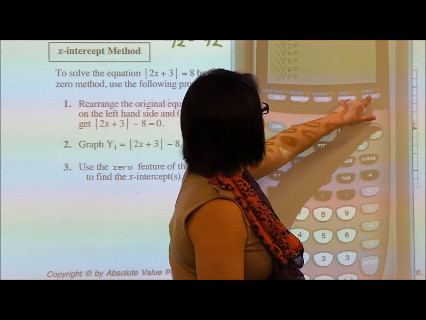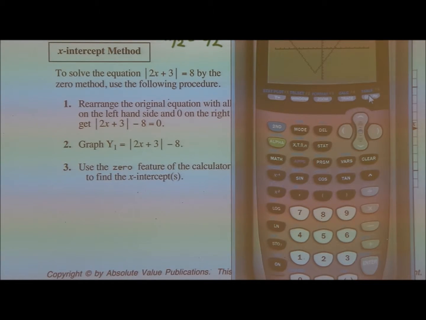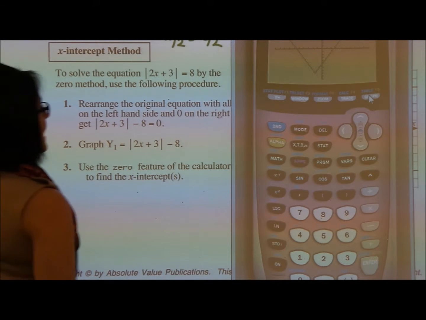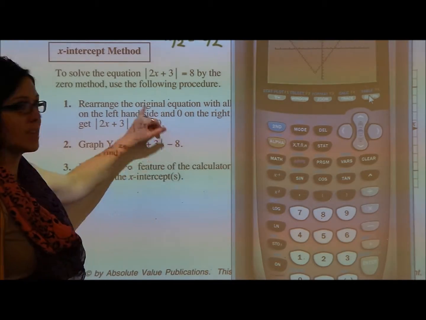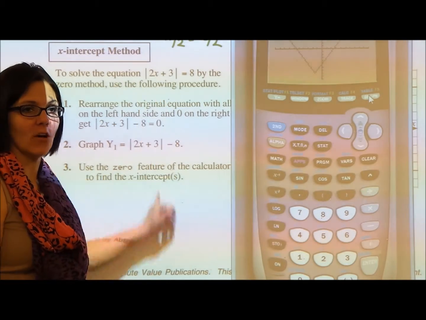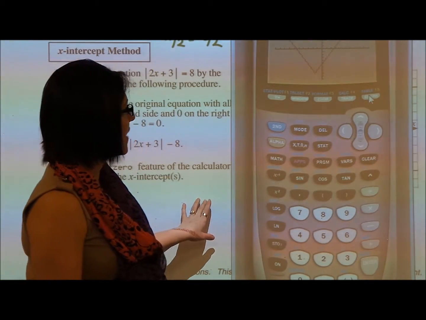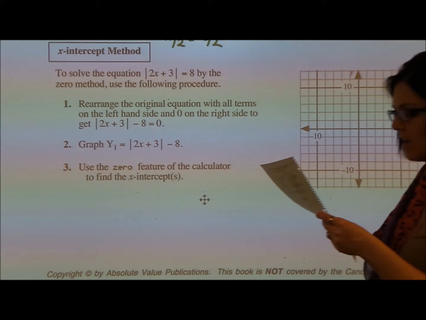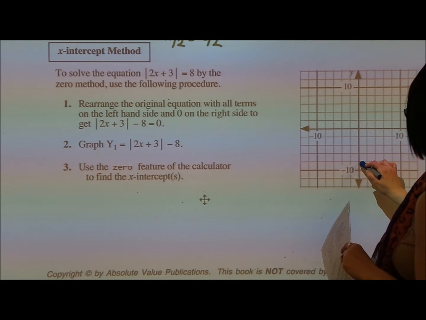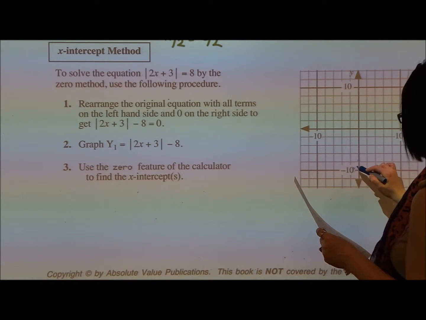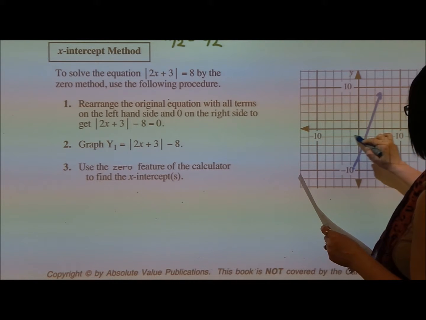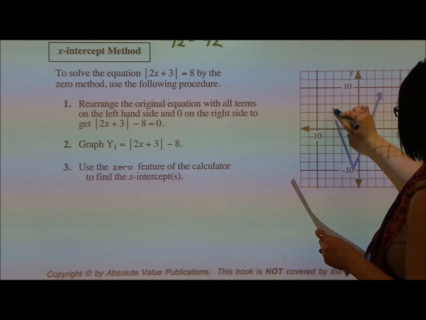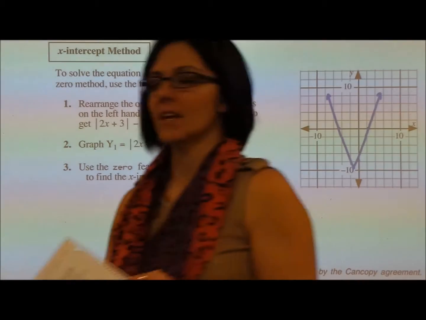And then if I graph this, what I get is my graph is slightly changed. It is possible to have an absolute value expression but still have it in the negatives because of this negative 8, because it's moving the graph down. So if I sketch this out, what I get is a graph that looks something like this.